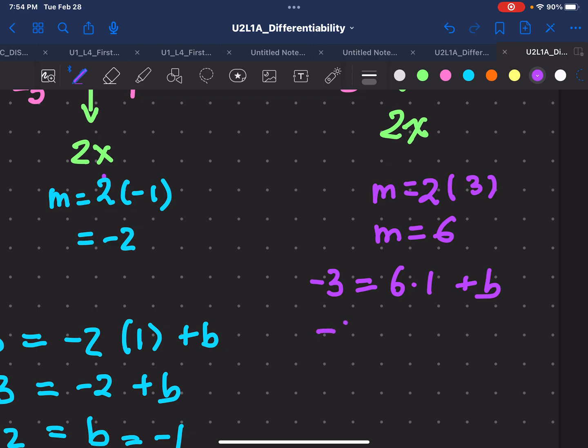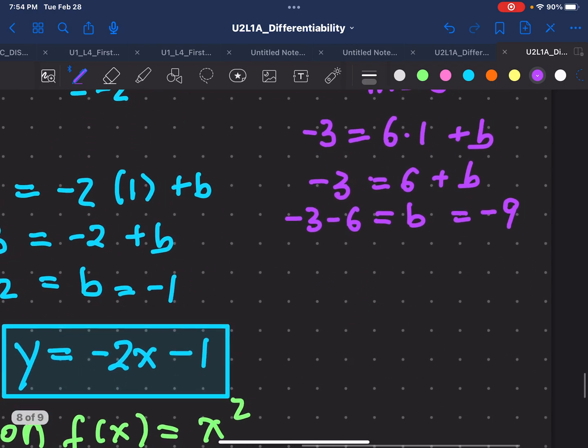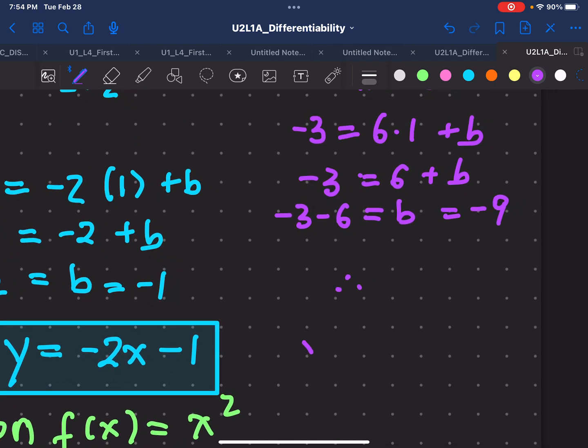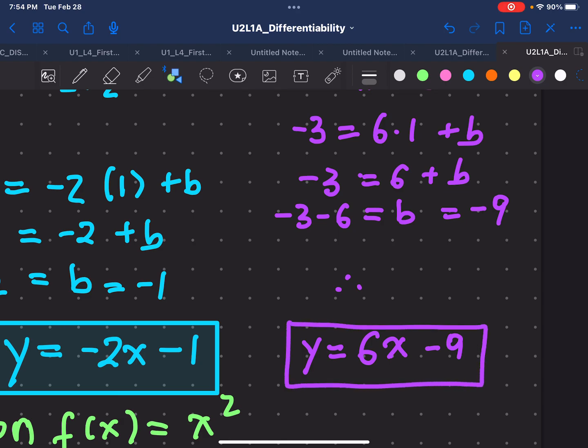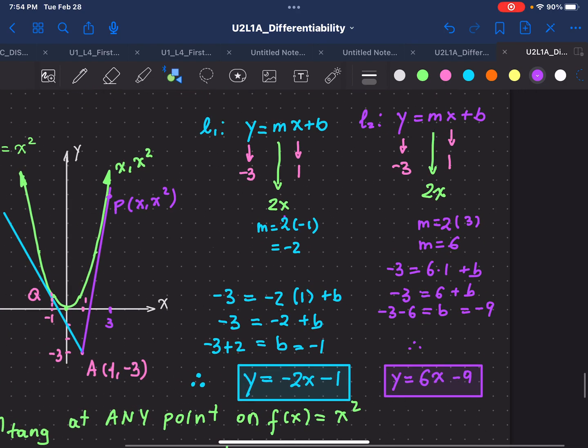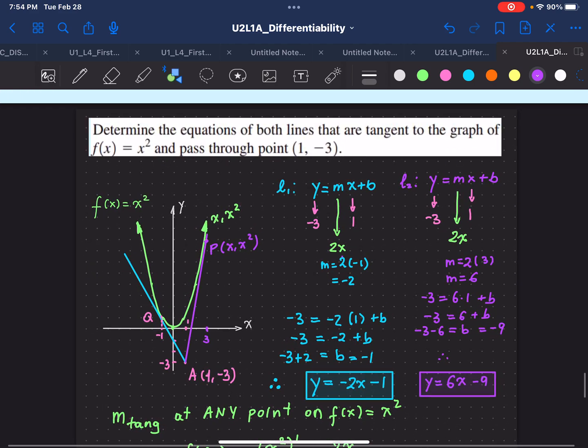And let's find b. Negative 3 equals 6 plus b, which makes the value of b equal to negative 3 minus 6, or negative 9. So therefore, we're going to say that the equation of the second tangent will be y equals 6x minus 9. And that would be the equation of the second tangent. And here we go. We found both tangents in slope-y-intercept form.